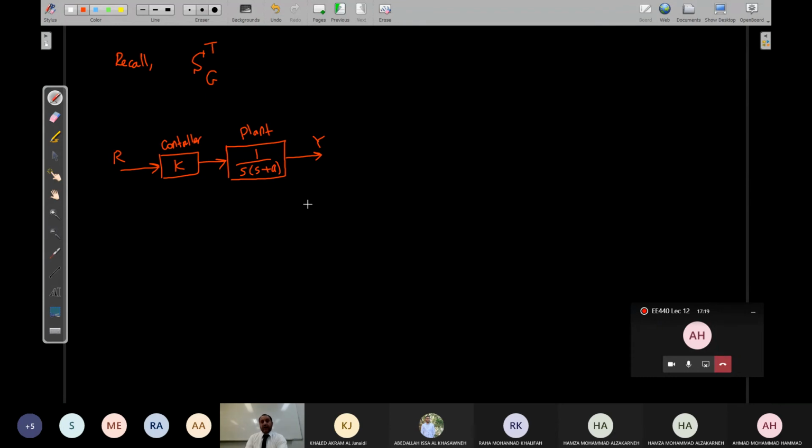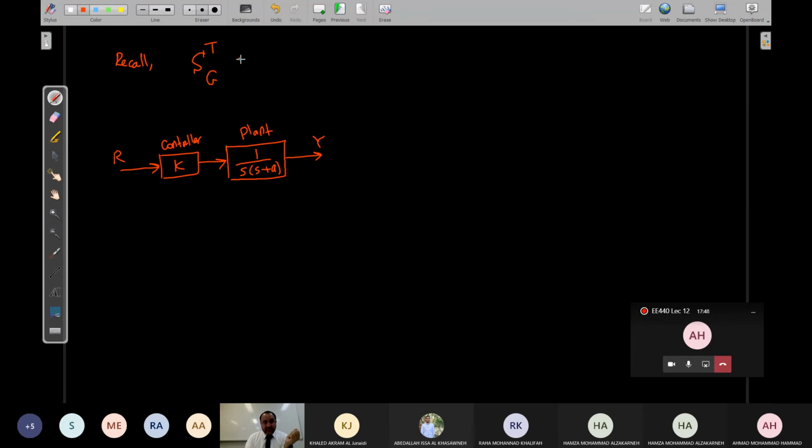Now I need to study what will happen to the closed loop if the open loop is changing, or what will happen to the closed loop if the parameter A is changing, or what will happen to the closed loop if the parameter K is changing. So simply here I need to study the variation. What will happen to a certain transfer function if a certain parameter or another transfer function is changing?